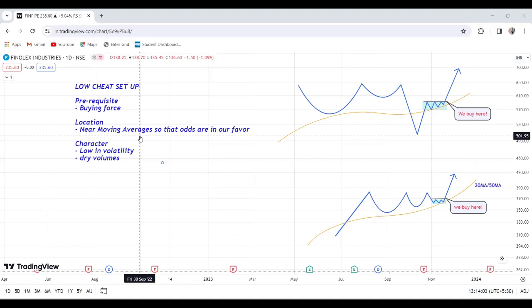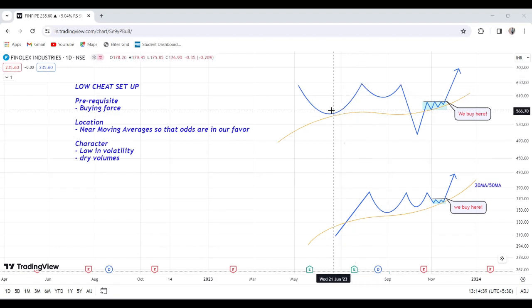dry. Now low in volatility means the change in the range, or more precisely if I were to quote it, the range of the price throughout the day should be very less, and it should be accompanied by dryness in the volumes. Now I have figured out two kinds of variations of the low cheat setups.